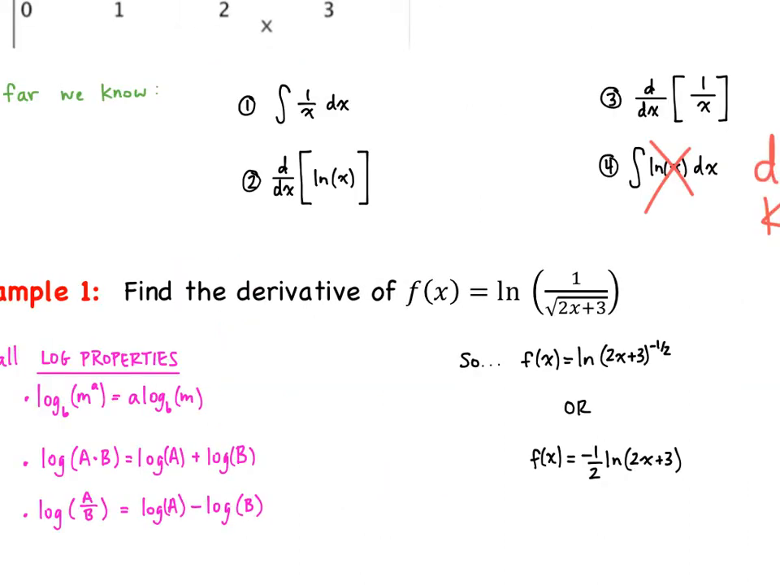Okay, so now diving into this first example, taking the derivative of f of x. The first thing we want to do is rewrite 1 over the square root of 2x plus 3 as 2x plus 3 to the negative 1/2. Using that log property of moving powers to be coefficients, we're just rewriting f of x to be negative 1/2 ln of 2x plus 3. Now we're ready to take the derivative.